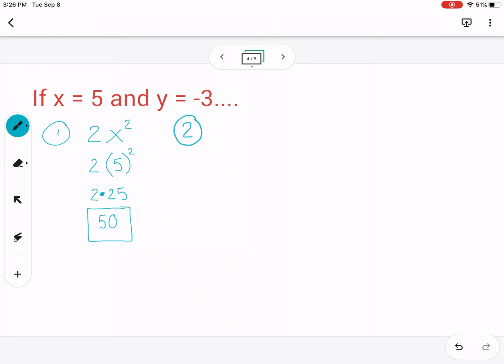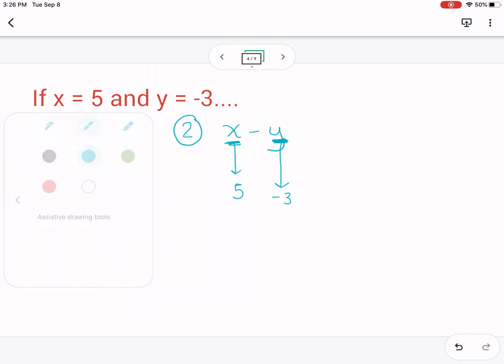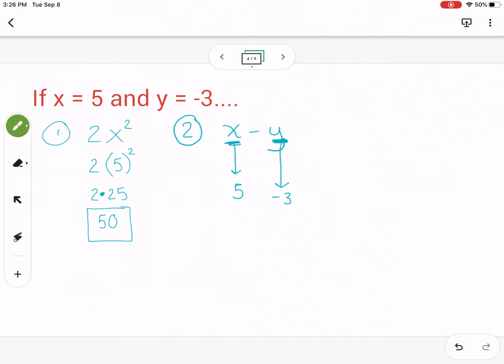All right, number 2, x minus y. So new problem, same set of directions, use the values x is 5 and y is negative 3. We're going to substitute in. I'm going to replace this x with a 5. I'm going to replace this y with a negative 3. Here's the thing you have to be careful of. We're going to bring down this subtraction sign in the middle.